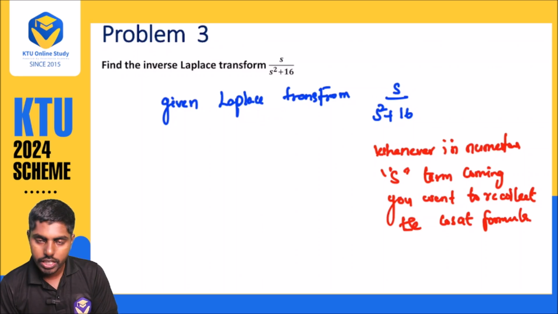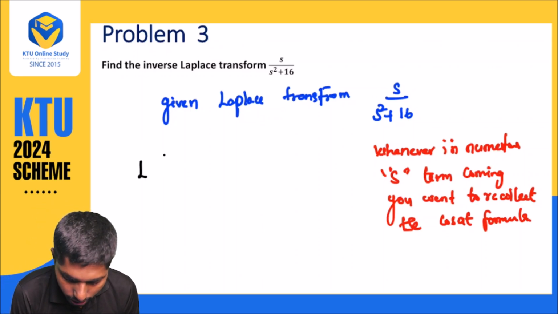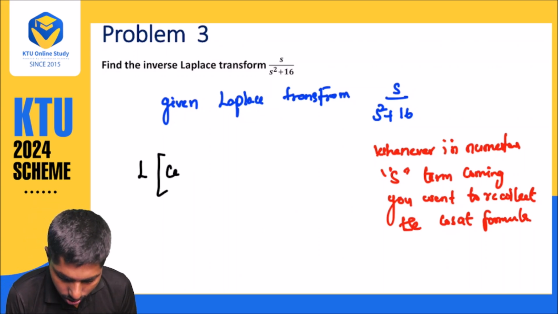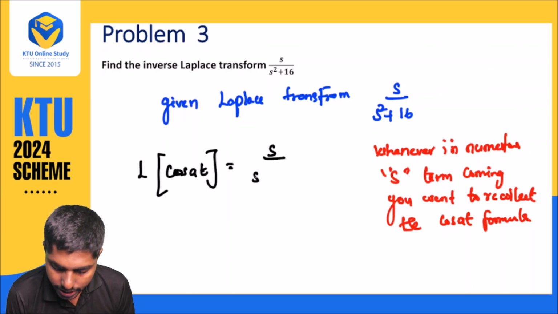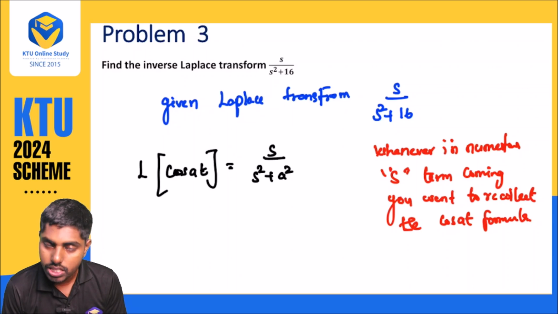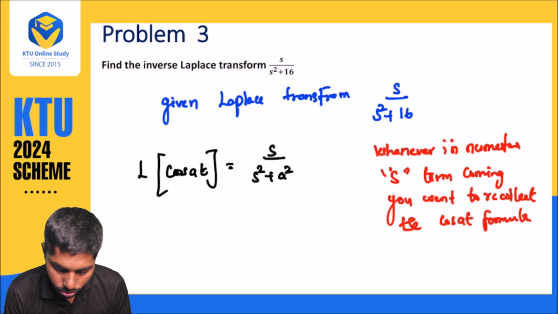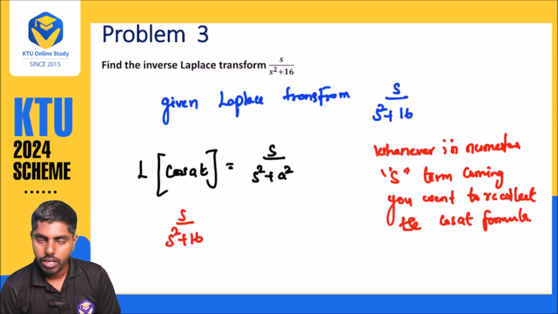So what is cos at? And here what is the formula we know? We know L of cos at is what? That is nothing but x divided by x square plus a square. This is the formula we know. So what have they given? They have given in the question x divided by x square plus 16.